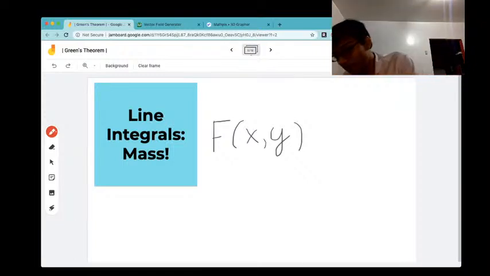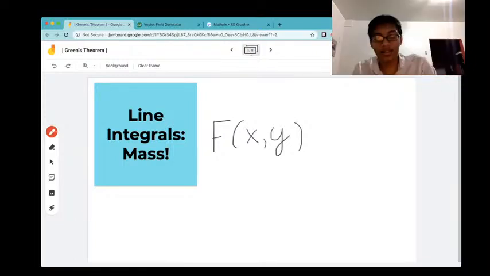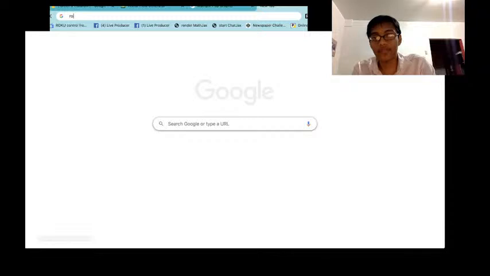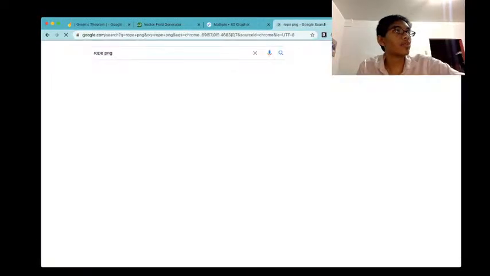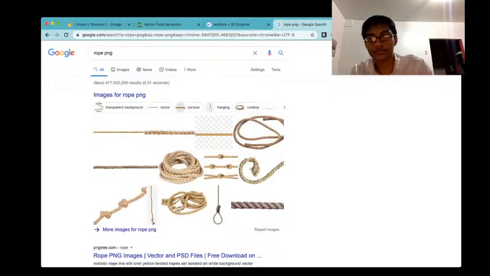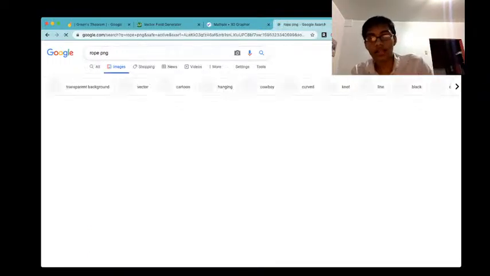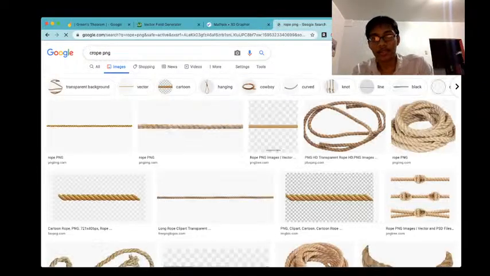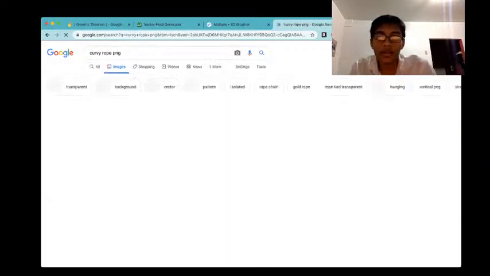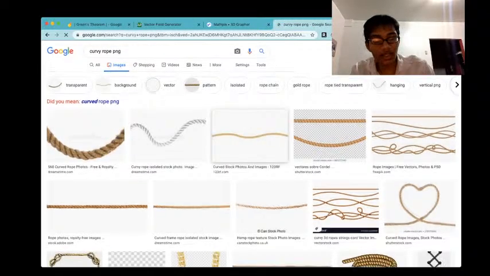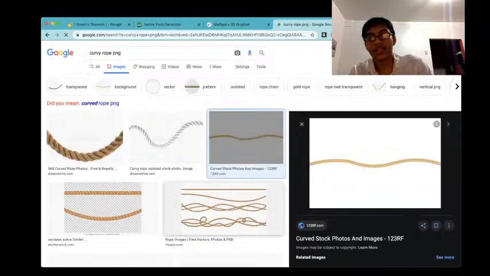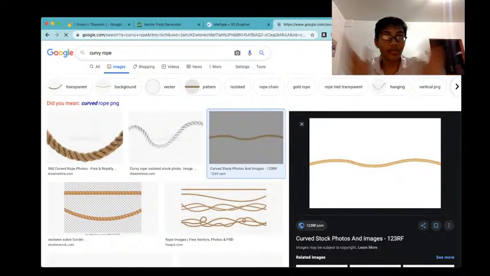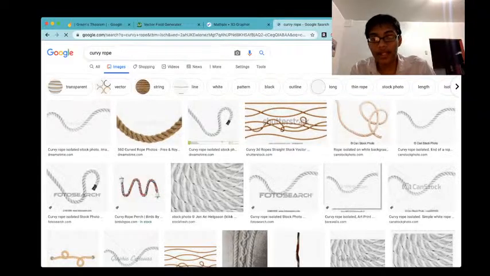So for example, if my string looks something like, let me find an image of a rope. Let's get an image of a rope right here. Not a straight rope, but a curvy rope. Okay, so let's say we have something along the lines of this. Obviously I can't get a great picture, but you get the point, right? I have a rope, and something like this.